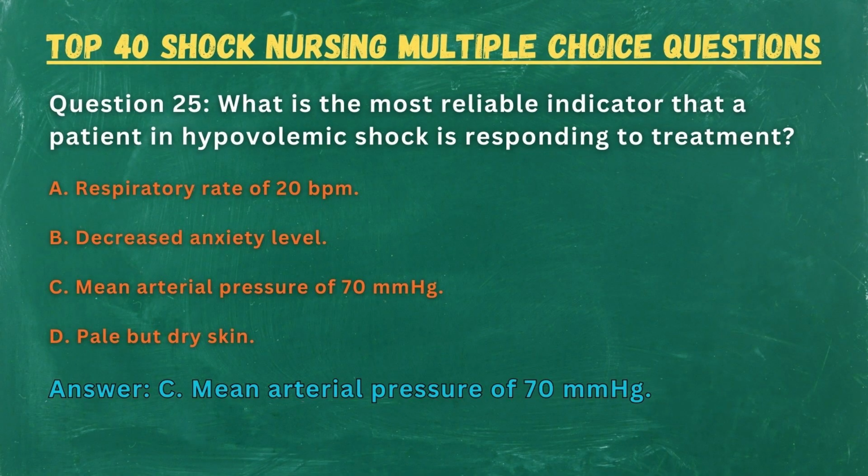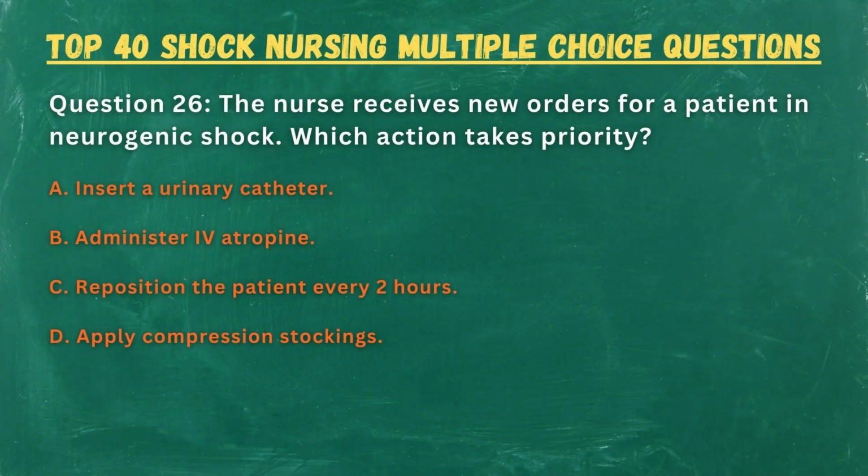Answer: C. Mean arterial pressure of 70 millimeters of mercury. Question 26. The nurse receives new orders for a patient in neurogenic shock. Which action takes priority? A. Insert a urinary catheter. B. Administer IV atropine. C. Reposition the patient every 2 hours. D. Apply compression stockings.